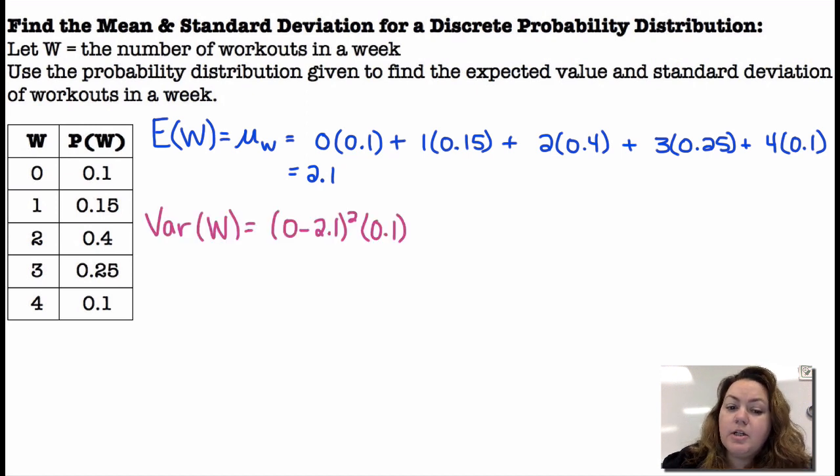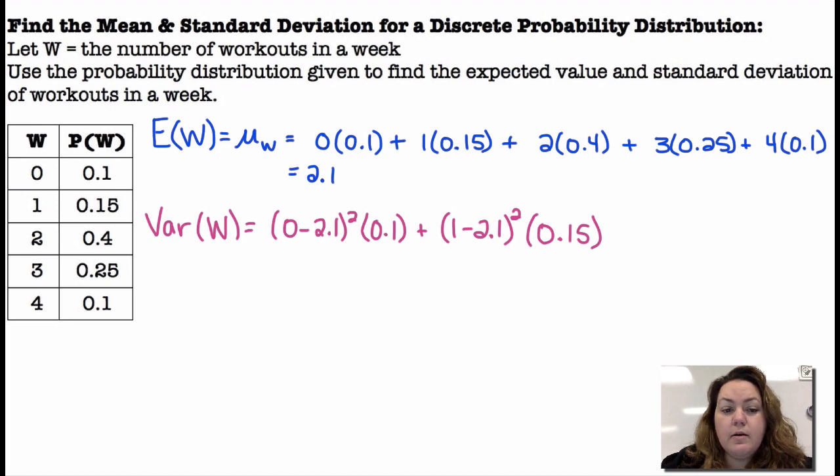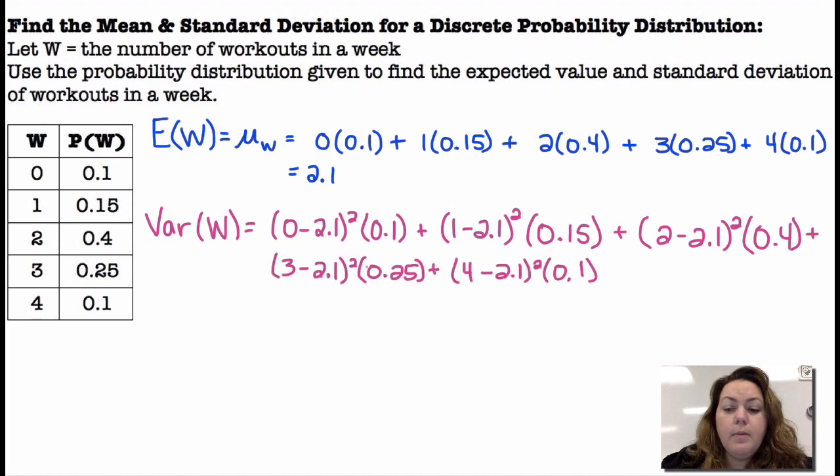So to find the standard deviation, I'm going to start with the variance. So for the variance, I'm going to take each value, subtract the mean, square it, and times it by its probability. So I'm doing 0 minus the mean, 2.1, square that, and times it by the probability of 0, which is 0.1. Plus the next one, 1 minus the mean, squared, times its probability, 0.15. Plus the next one, 2 minus the mean, 2.1, squared, times its probability, 0.4. Plus 3 minus the mean, squared, times its probability, plus 4 minus the mean, squared, times its probability. This works out to 1.19.